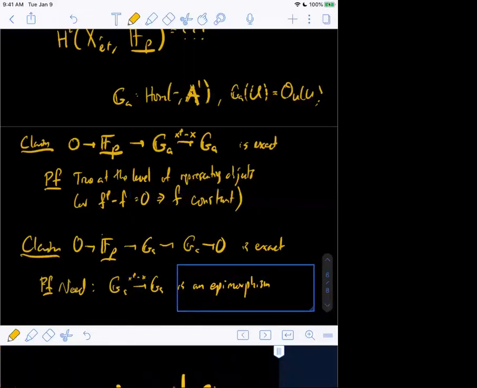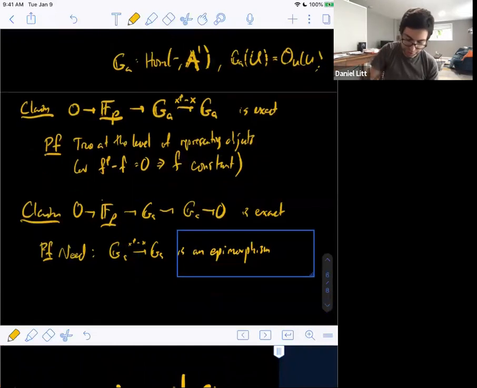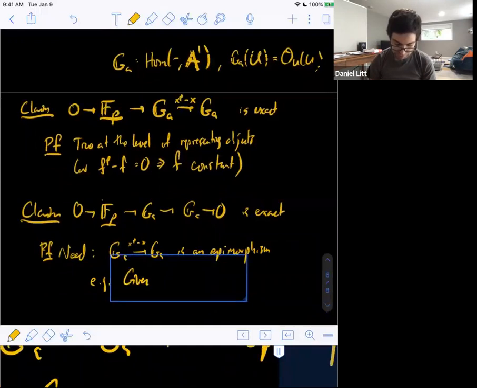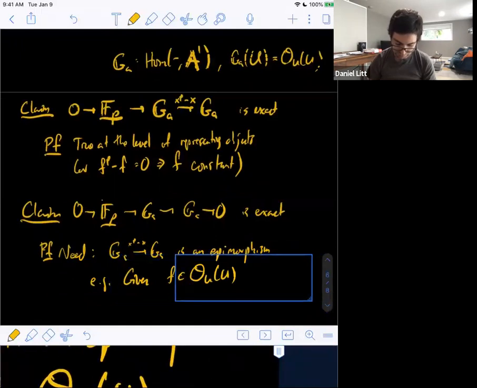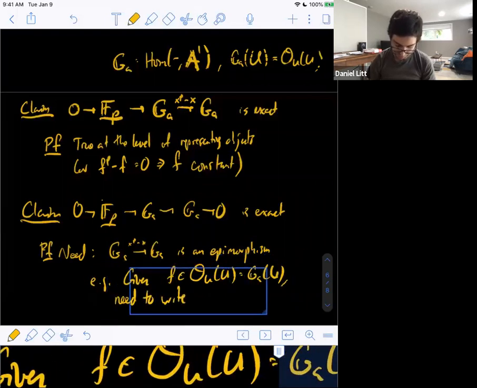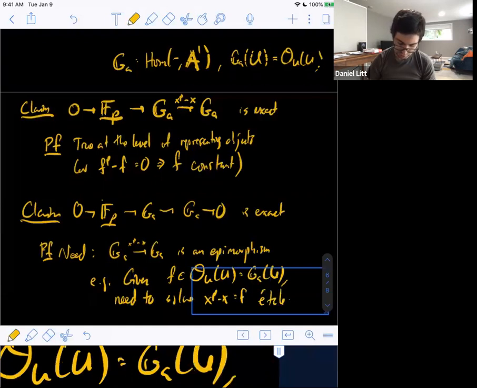I mean, we just need to be able to solve x to the p minus x minus some. Yeah, so given some function f in O_U of U, which is the same as G_a of U, we need to solve, as you say, x to the p minus x equals f, Étale locally on U.